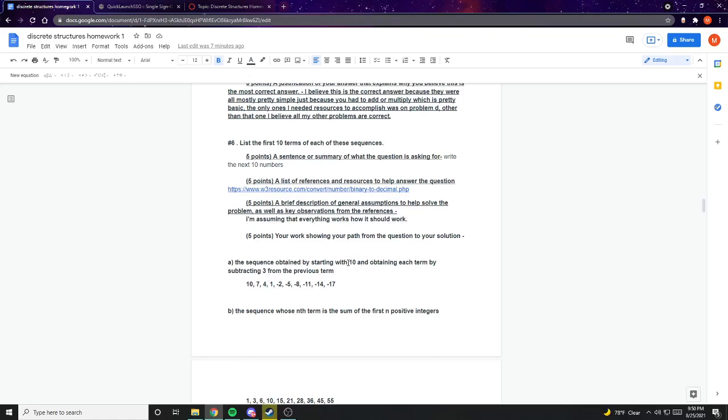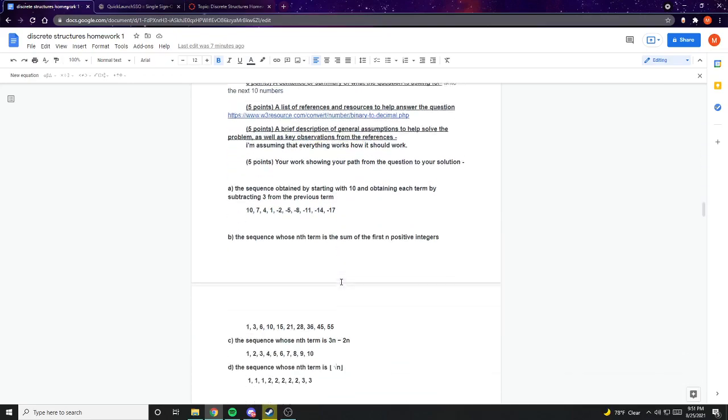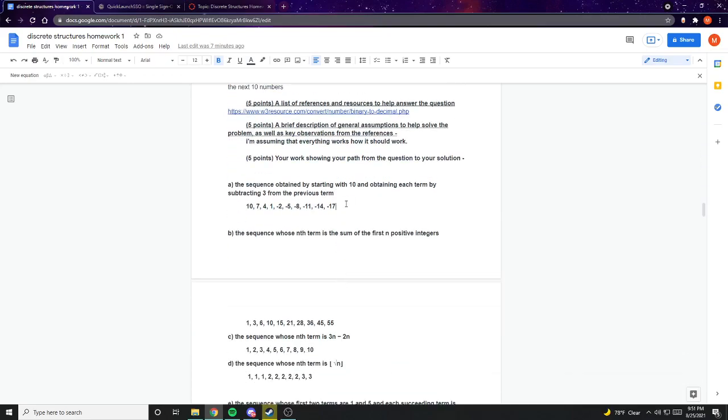So if we're doing this one where it's 10, and we're subtracting 3 from the previous term, it's going to go 10, 7, 4, 1, negative 2, negative 5, negative 8, negative 11, negative 14, negative 17. You're just subtracting 3. If I couldn't do that, I shouldn't be in college, if I can't subtract 3.